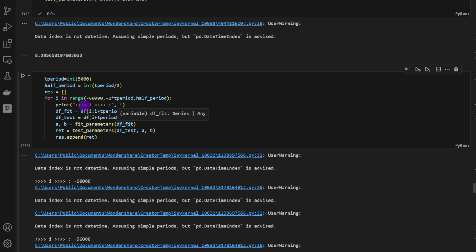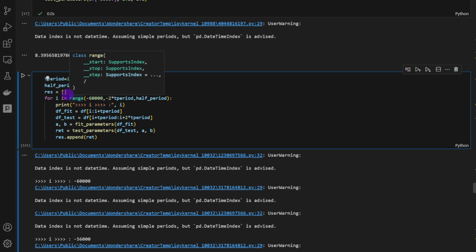Now this is where the walk forward is applied and the testing, or the forward testing, is applied. First, we need to define a period. So how much of a slice do you want? A 5,000 candle slice, 6,000 or 10,000, depending on how you want to conduct your testing. Then half of it is simply an integer, which is half of the period. So here it's going to be 2,500, for example.